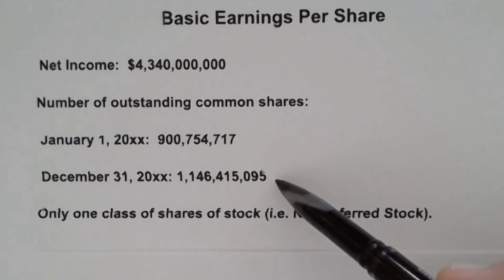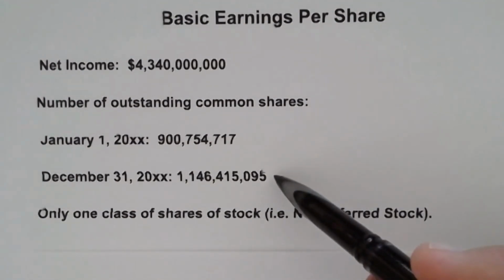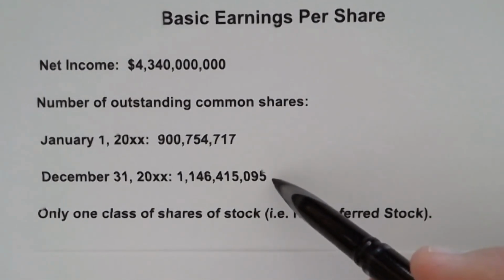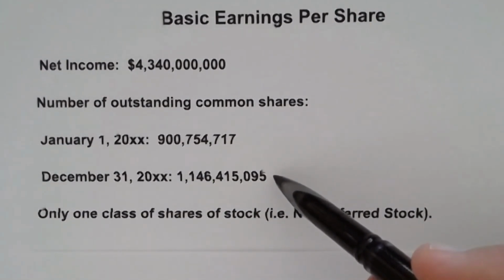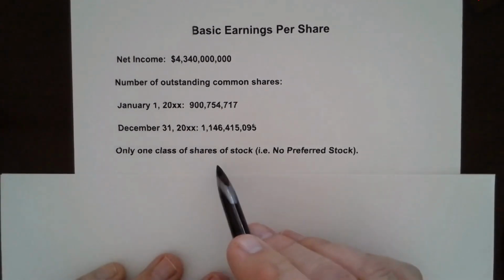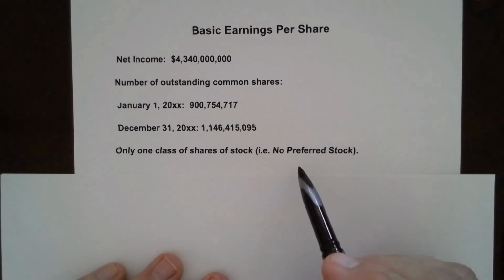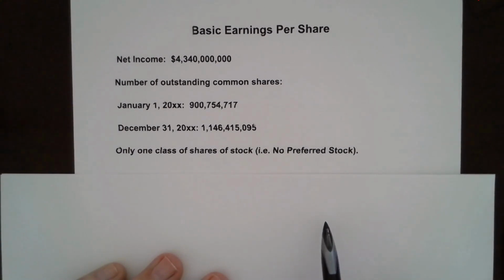The same year, at the end of the year, there was an increase in the number of shares throughout the year, either through issuance of new shares or a stock split, something along those lines. Whatever it is that caused there to be more shares outstanding, perhaps they sold some of the treasury shares, we now have 1,146,415,095 shares outstanding. For purposes of this, we're going to assume that there's only one class of stock, and that is common stock, and that there are no preferred shares in this company.